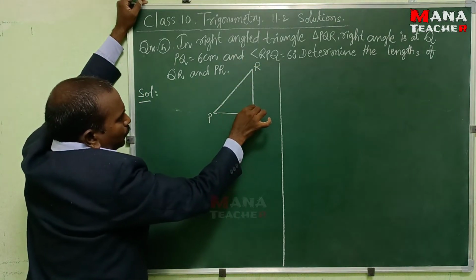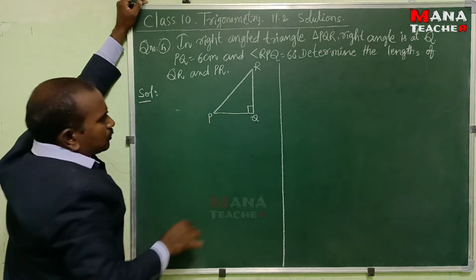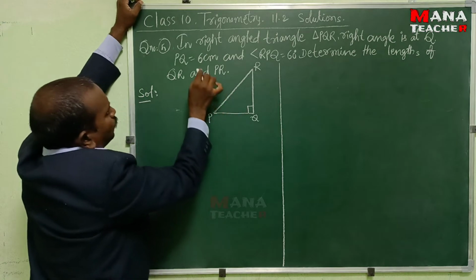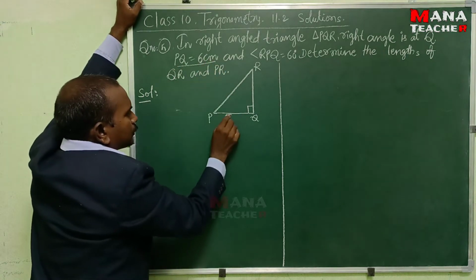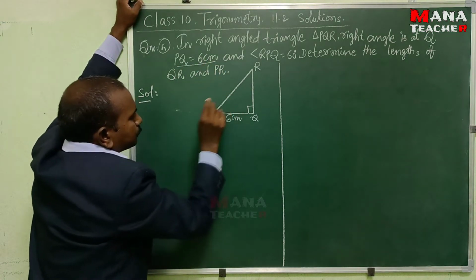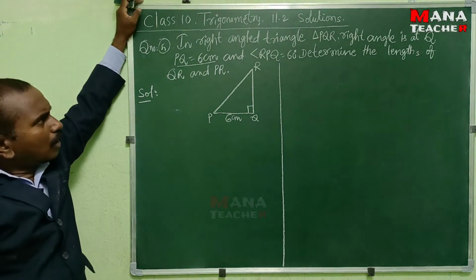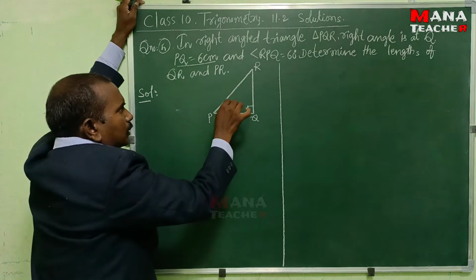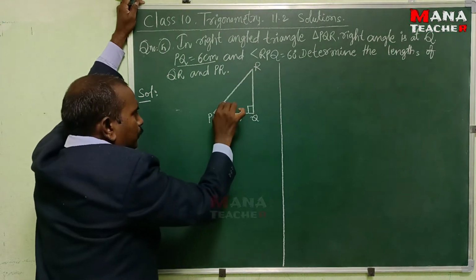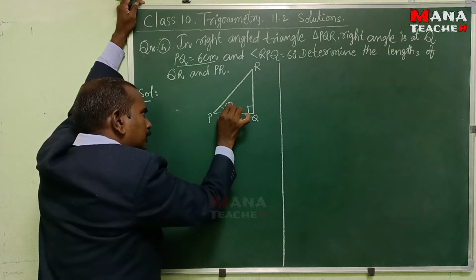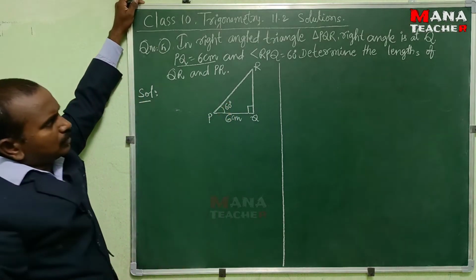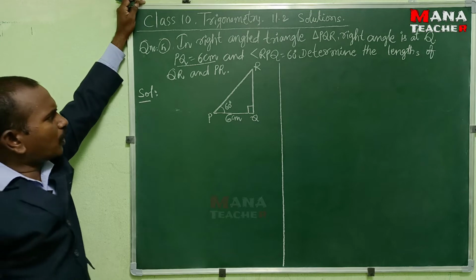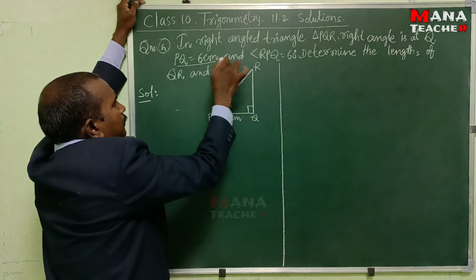At Q, right angle. This is right angle. And PQ is also given. This 6 centimeter is given. Now RPQ equals 60 degrees. RPQ, this is 60 degrees given. Now find the length of QR and PR.